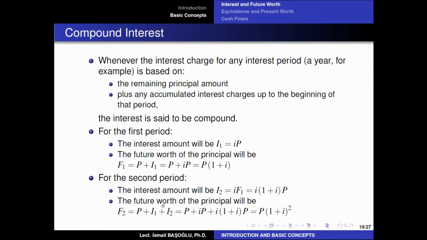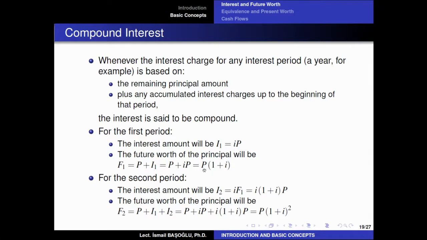So let's see the calculations as formulations here. For the first period, how do we calculate the interest? We take the principal amount P and multiply it by the periodic, yearly interest rate, so I1 is going to be the interest charge at the end of the first year. And the future worth at the end of the first year is going to be F1, which is the principal amount plus the first year's interest.